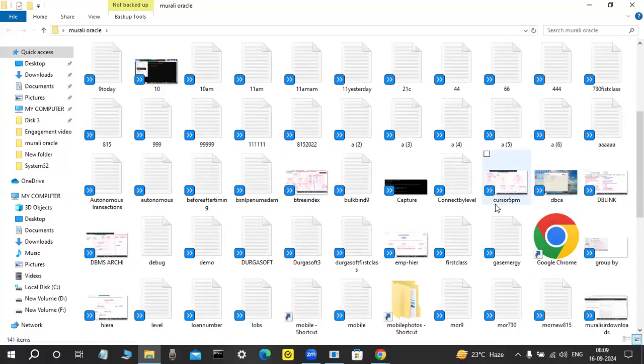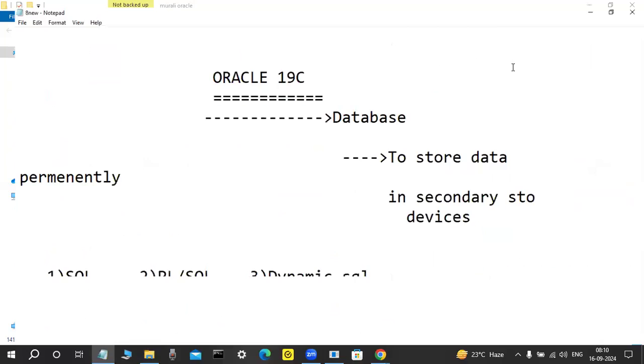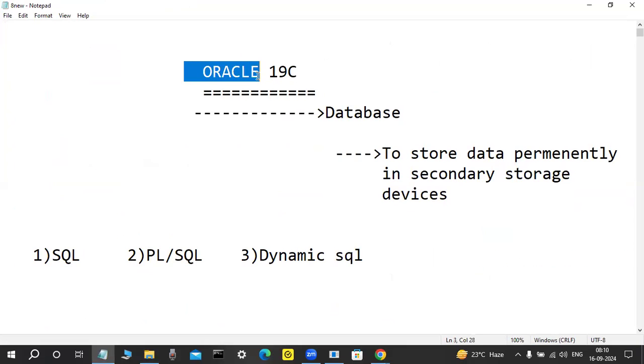In a previous class, only one small demo class, I told you something. Just one minute, observe it here. This small thing I'm telling. Here, Oracle is a product from Oracle Corporation. 19 is a version number. C is a cloud technology. This Oracle product basically is a database product.